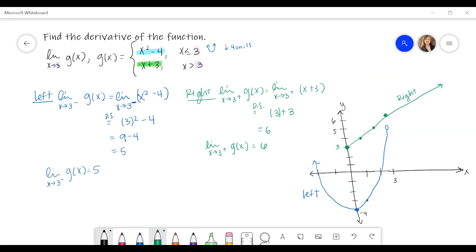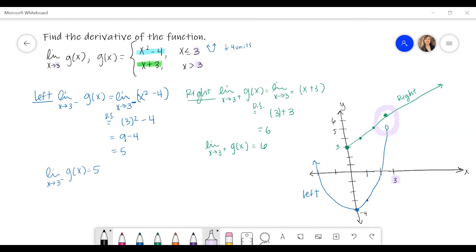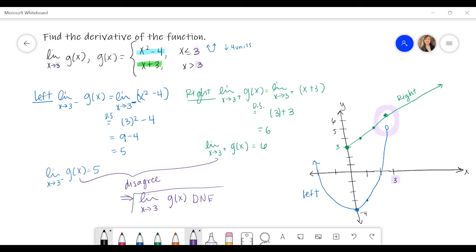Okay, so there is a disconnect, and you can see that where x is equal to 3, there's a disconnect right here. So these two disagree with each other, which means that the actual limit as x approaches 3 of g of x does not exist because they disagree.